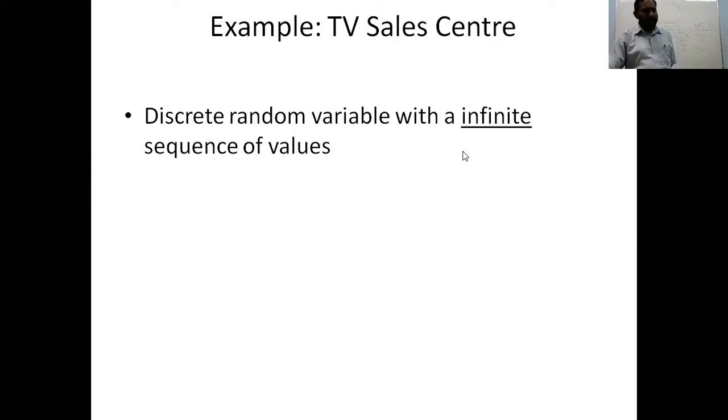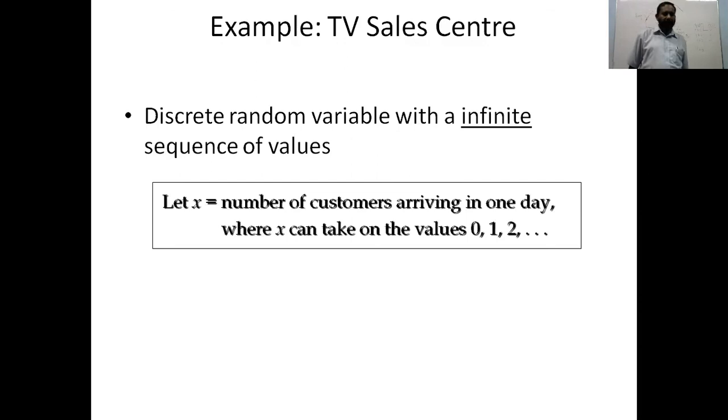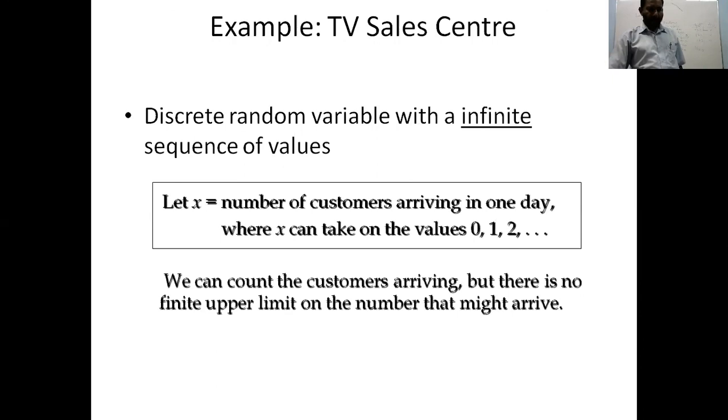Now a discrete random variable where an infinite sequence of values is possible. Infinite. We don't know exactly what the total is. Let X be the number of customers arriving in one day. That is sometimes finite, but in a big shopping mall it may be countably infinite. Can you remember? We said infinite can be put into countable and uncountable as well. Countably infinite. So the number of customers arriving on a particular day, where X can take on a value 0, 1, 2, 3, 4, 5, 6, 7, 8, up to maybe 1,000 or 10,000 or 50,000 and so on, depending on what type of mall it is.